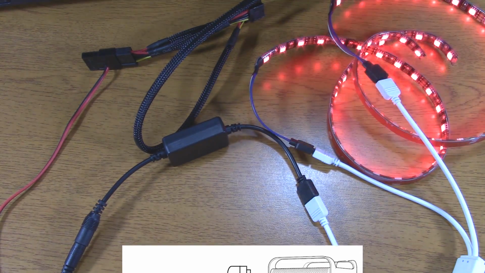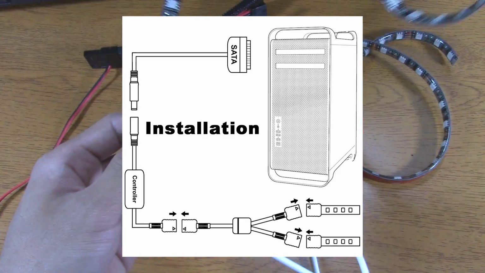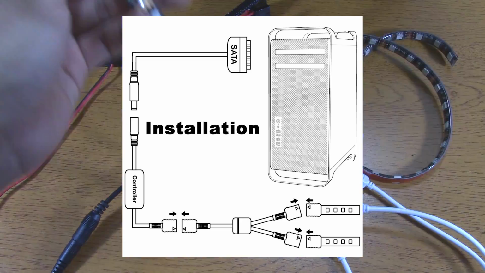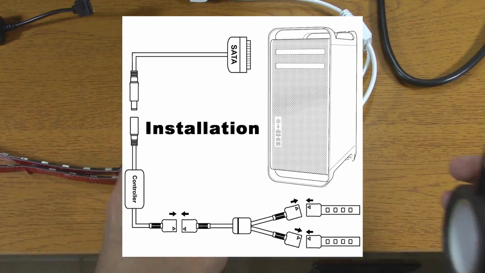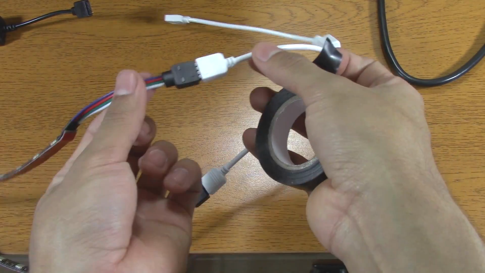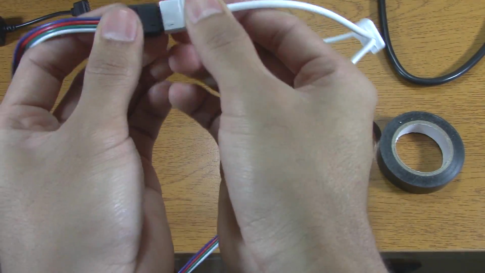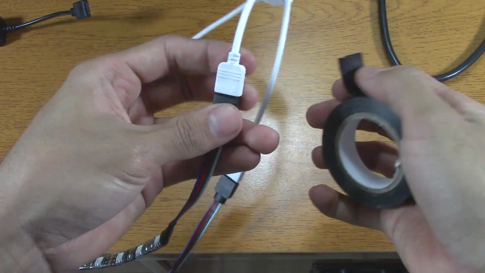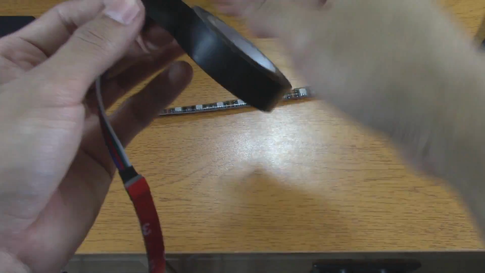Pretty easy. Here's a picture so you can understand better how everything is connected. I suggest putting some electrical tape right where the LED strip and the Y splitter meet, just to make sure that they're not going to get disconnected if you move your PC around.